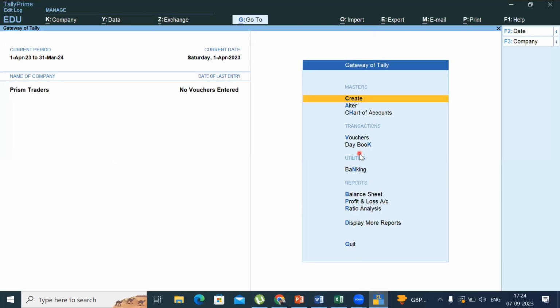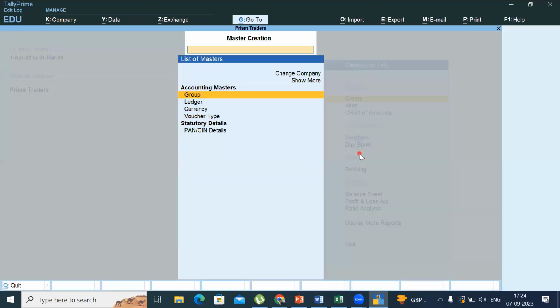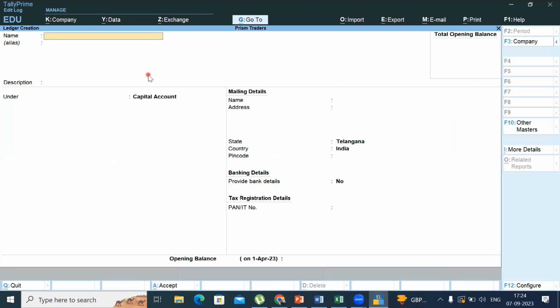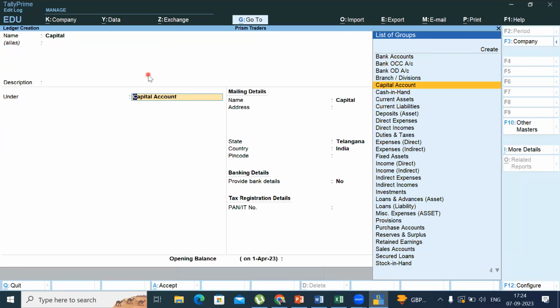How do we create it? Once again, I'll let you know. Click on Create, then click on Ledger. See here, this is called the ledger screen. First we create the capital. Capital always goes under which group? Capital Account.